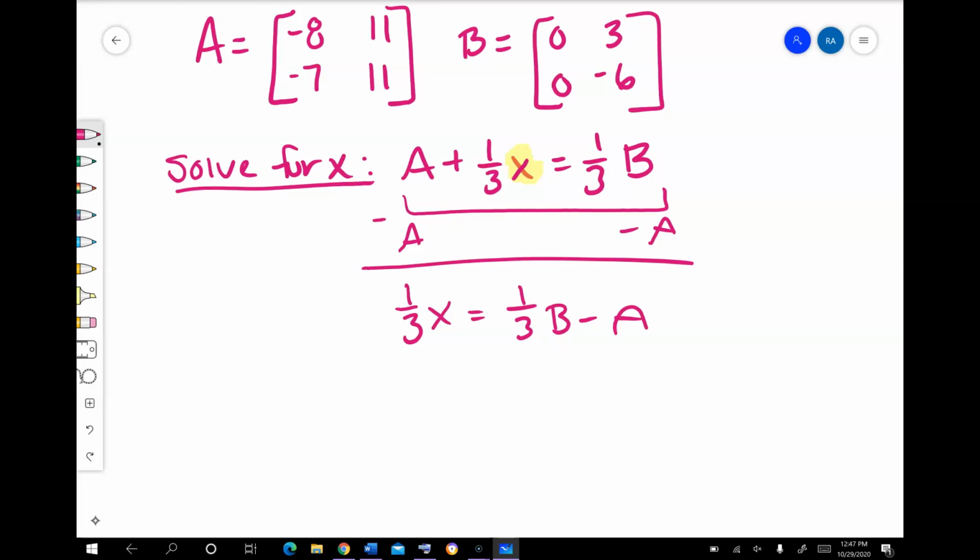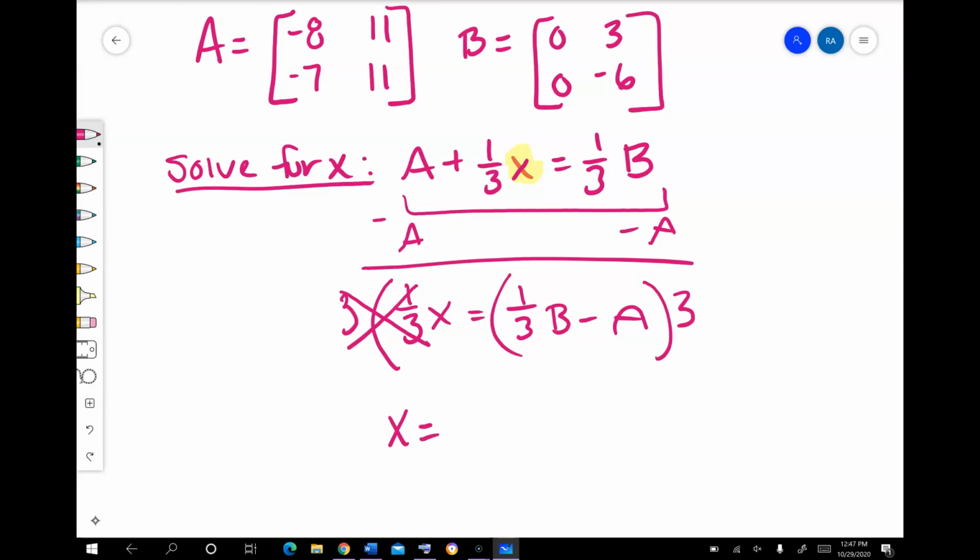The last thing I need to do is get rid of the 1/3. I told you a while ago, I'm not really sure when, but when you have a fraction and you're trying to get rid of it, multiply by the reciprocal. So I'm going to multiply this by 3, and then I'm going to multiply this whole side by 3. The 3 and the 1/3 cancel out, so I'm left with x, which is what we wanted.